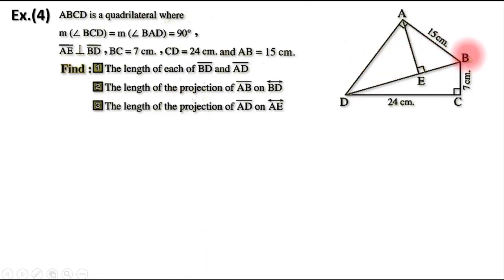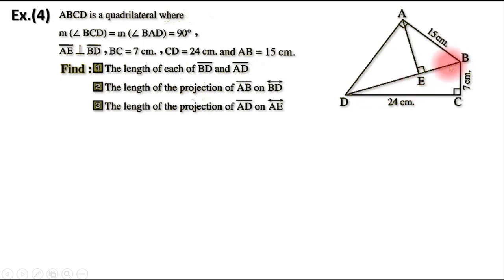Example number 4. ABCD is a quadrilateral in which the measure of angle BCD equals the measure of angle BAD equals 90 degrees, and AE is perpendicular to BD. Length of BC equals 7, AB equals 15, CD equals 24. Then find the length of BD and AD.